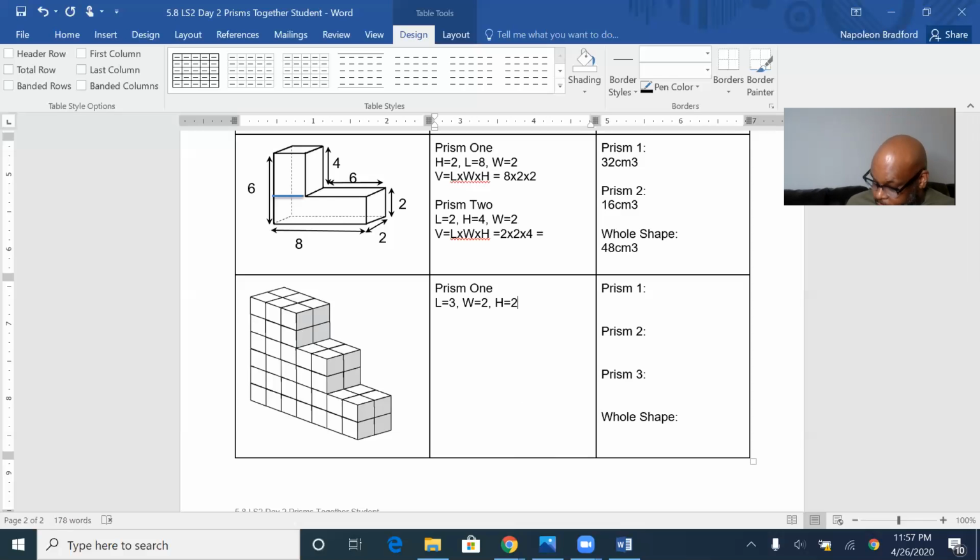All right, take 30 seconds and give me the dimensions for prism number 2. Prism number 2 does not include prism number 1 or prism number 3. It simply includes prism number 2. You have 30 seconds.